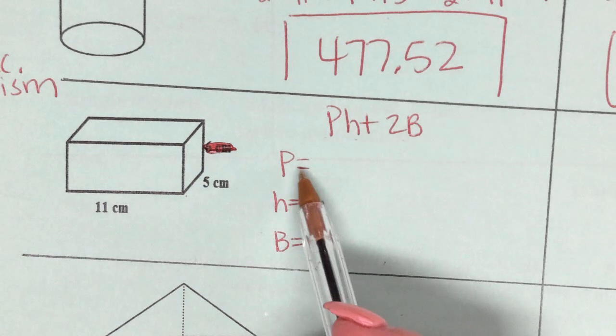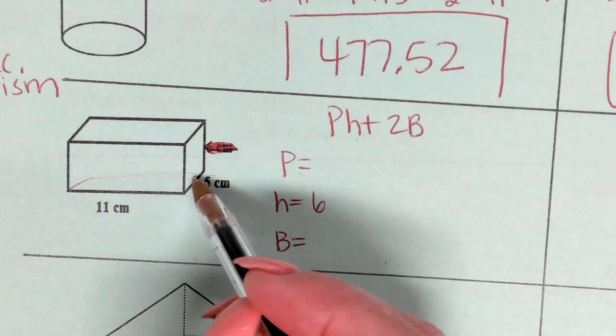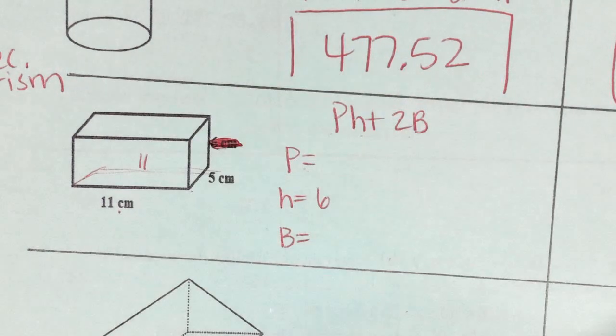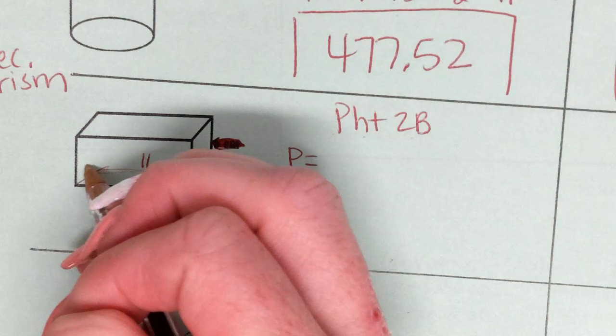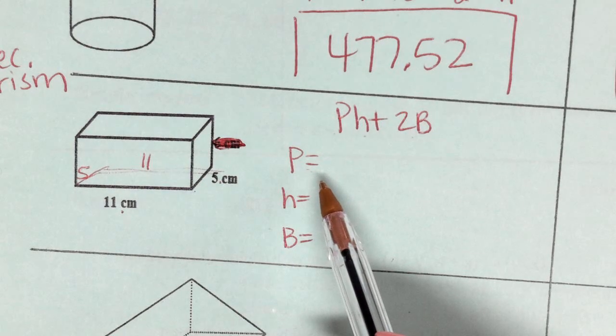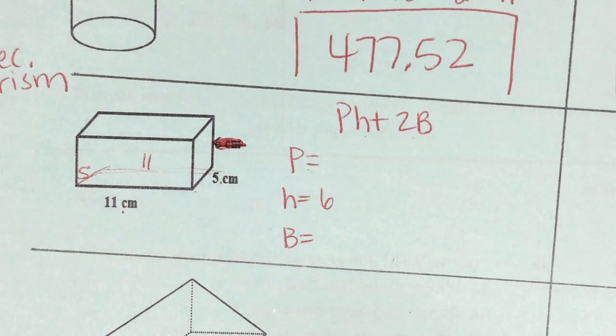All right. Perimeter of the base. Well, here's your base right here. It's a rectangle down here, right? So if this side's 11, what's this side? If this side's 5, what's this side? So how do I find the perimeter? Add 11 plus 11 plus 5 plus 5, which I think is 32.